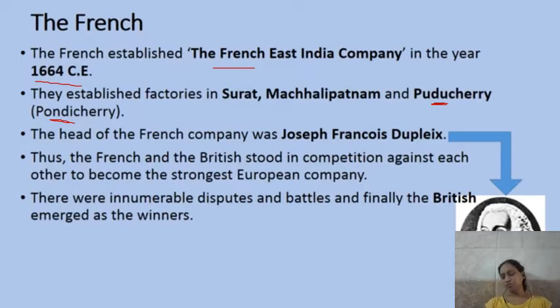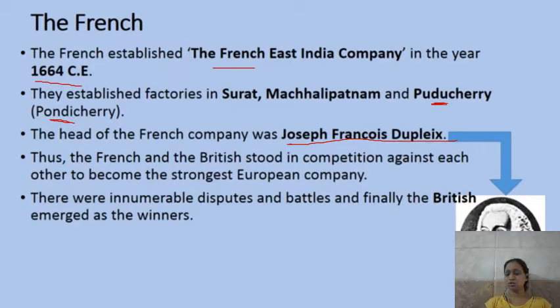So the French East India Company, which came to India, first established their factories at these three places. The head of the French company was Joseph Francois Dupleix. So he was the head of the French company.